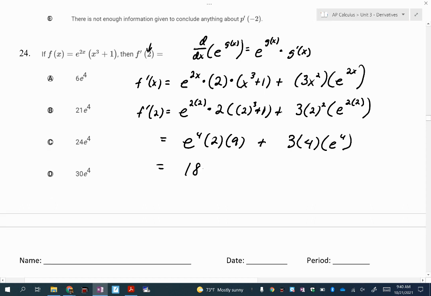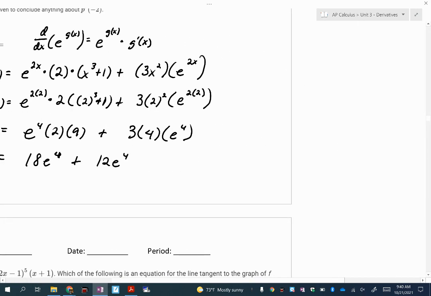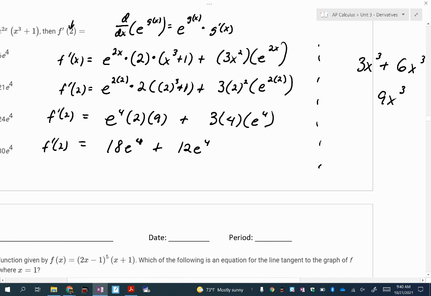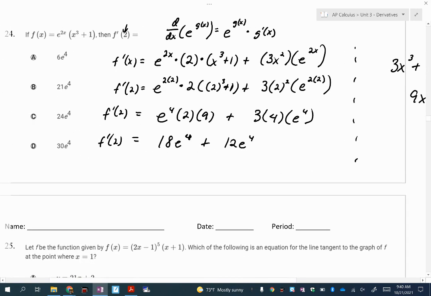So watch what happens here. You get 18 e to the 4th power plus 12 e to the 4th power. And kind of similar to how you learned in middle school that if you have the same variable, like I'll do a little sidebar here, if you were to have 3x cubed plus 6x cubed, this would be 9x cubed. So you add the coefficients, but leave the exponent the same. Same idea here. So 18 plus 12 is 30. So this is going to be 30e to the 4th power, or letter T. All right, so that's 24.